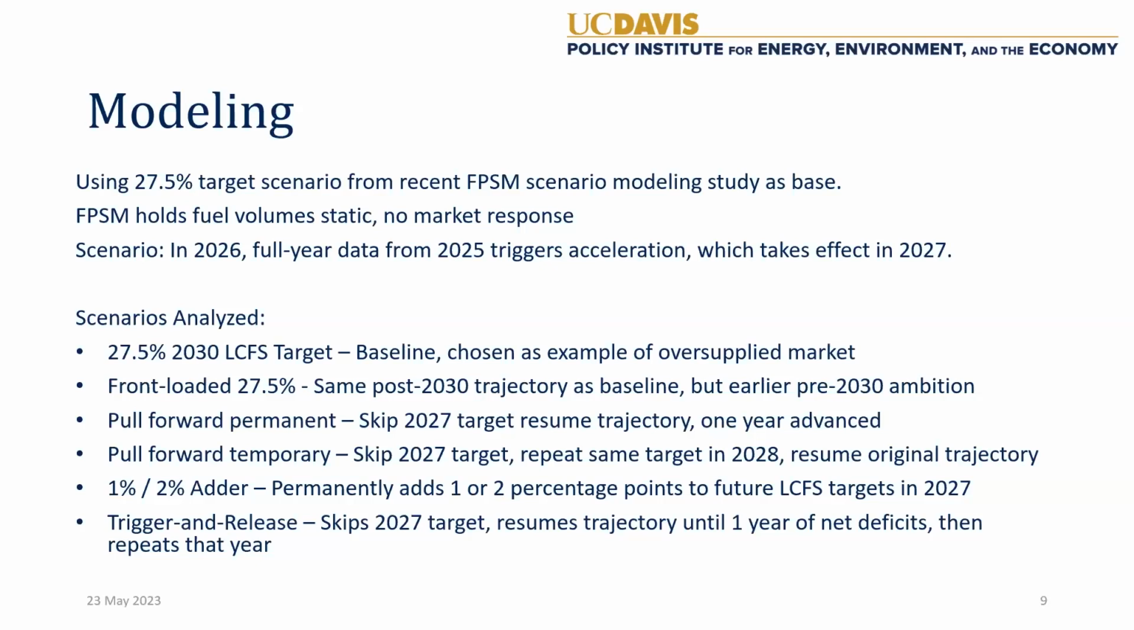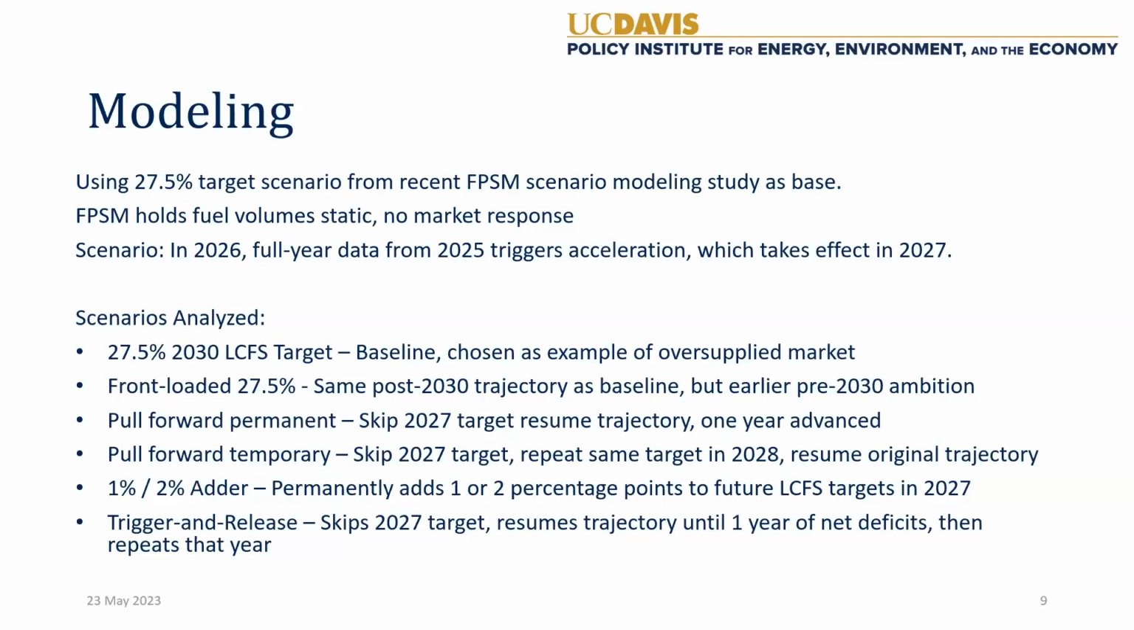We looked at a scenario in which the same target, the 27.5, occurred, but the ambition was front-loaded, because one of the things we're spending a lot of time looking at in this report is the timing and the effect of front-loading versus back-loading ambition. We looked at a permanent pull forward, so that is we skipped the 2027 target year and moved straight to 2028, and then stayed on the same trajectory post 2028 moving forward.